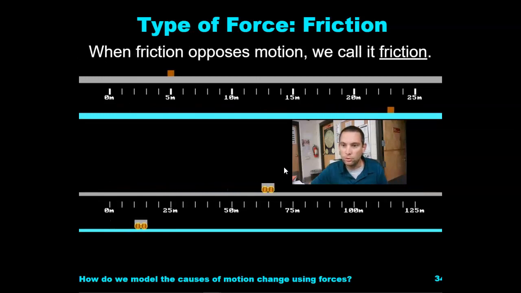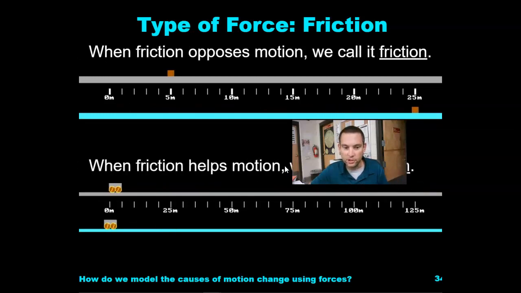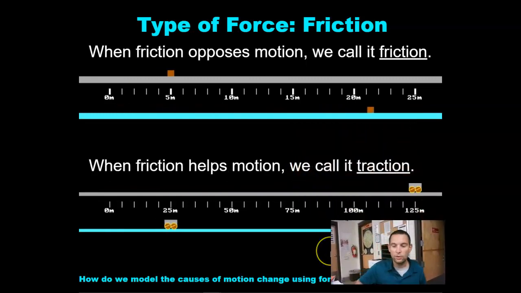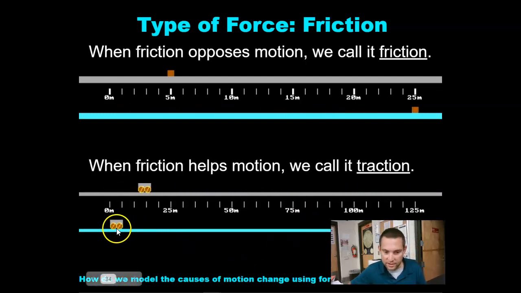When friction opposes motion, we call it friction. When friction helps motion, we call it traction. So if you find yourself driving on ice, it's dangerous. There's less traction. You don't have as much control of the car as you think you do. When you are trying to speed up, as you see here, it takes a little bit to get going. You see some of the slipping going on.